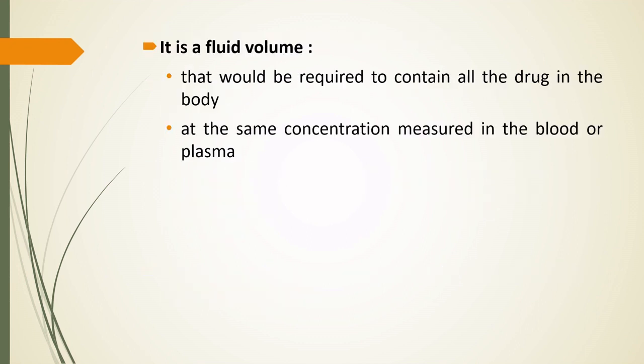Why is it so? Because it is a fluid volume that we are calculating that would be required to contain all the drug that is present within the body at the same concentration at which it has been measured in the blood or in the plasma. Hence at times we also use the word apparent volume of distribution since it has been calculated.